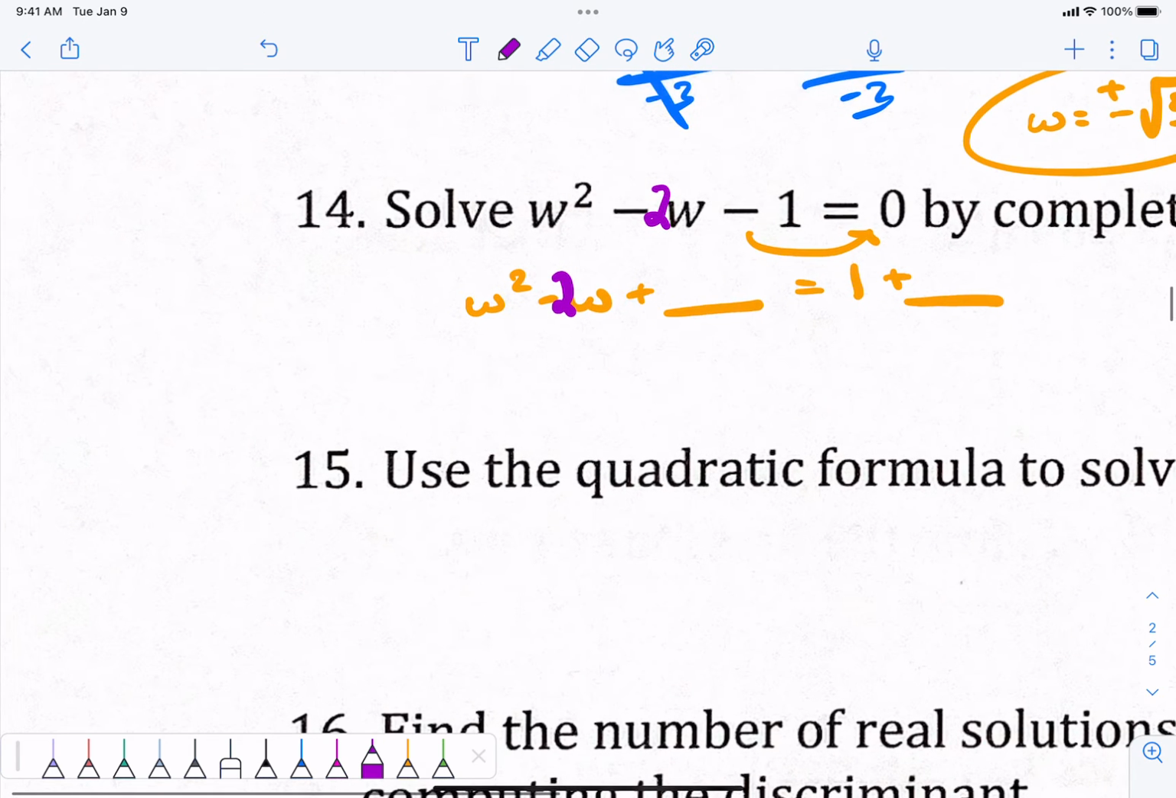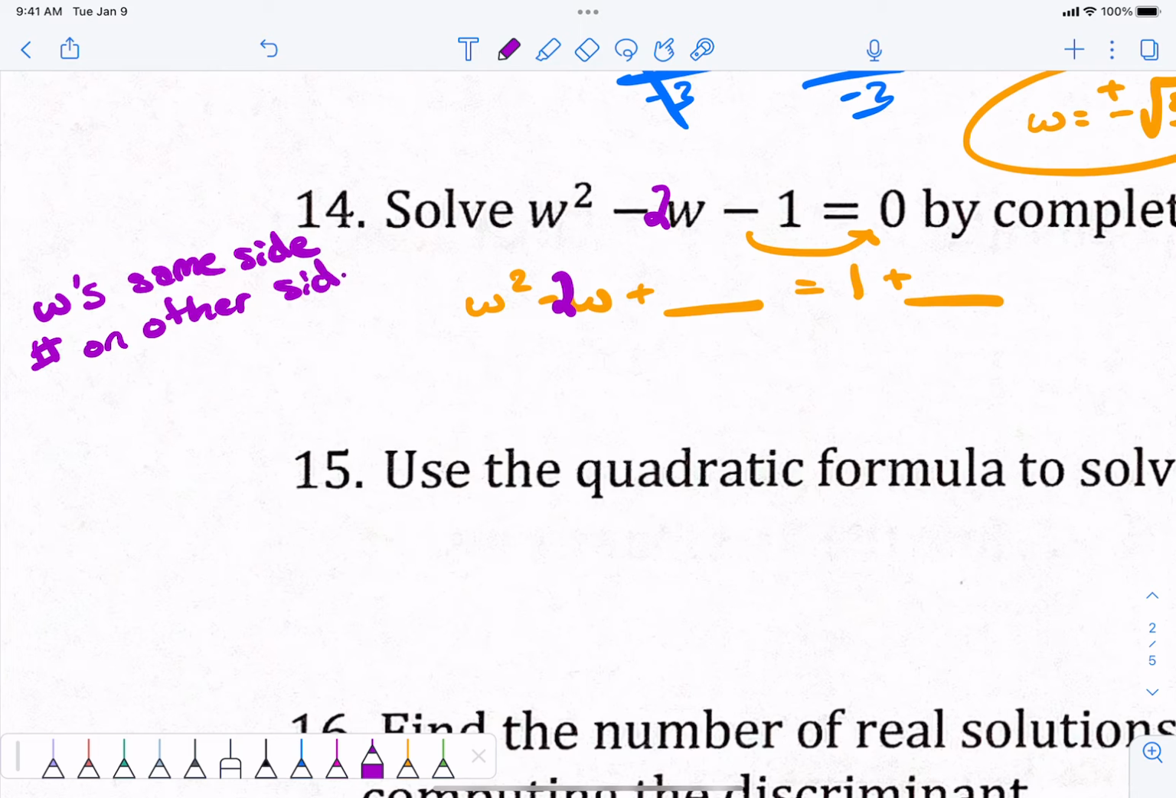Okay, here you go. W's on the same side, numbers on the other side, add blanks to each.